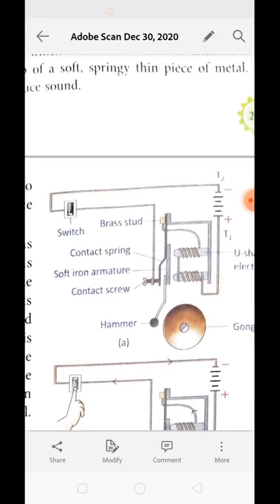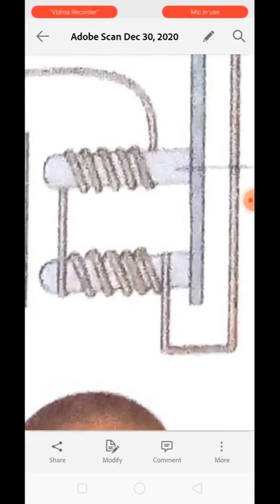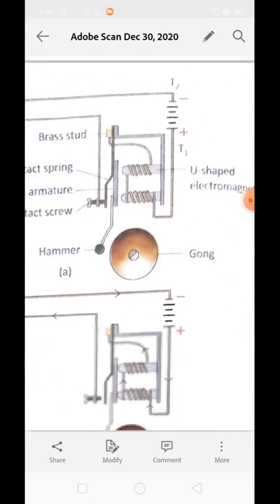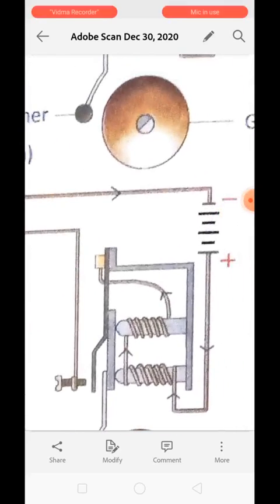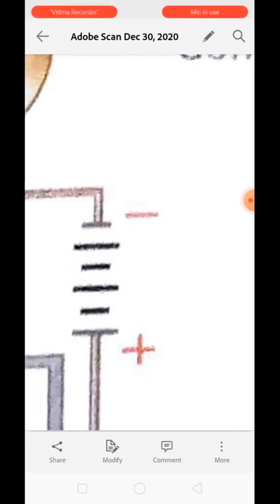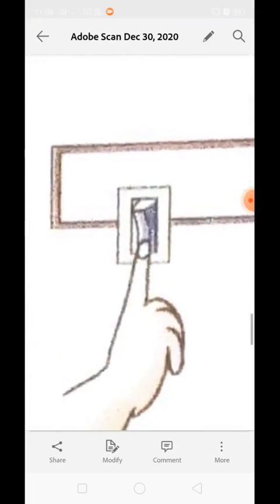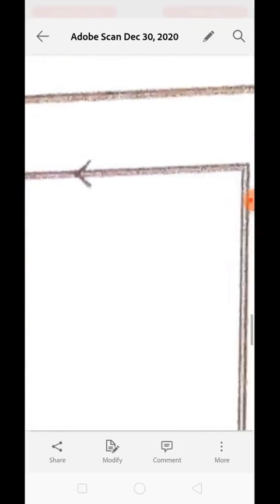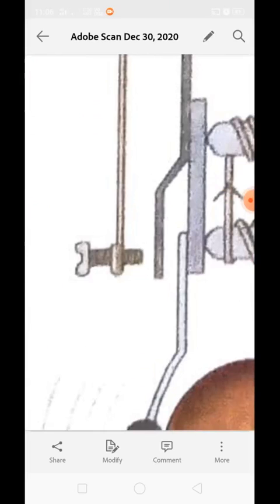Okay, in this condition, obviously this U-shaped electromagnet will behave as a magnet. Now see over here, what is the difference in this second figure? See over here, this is the T2 phase. The minus sign which is indicated, it is the T2 terminal. It is connected with the electric bell switch.